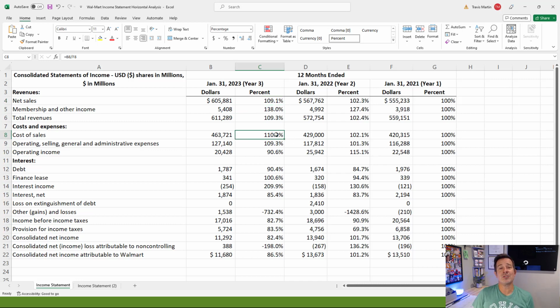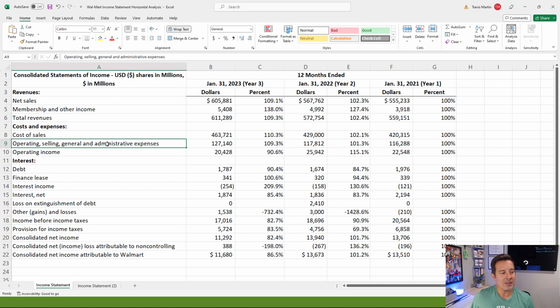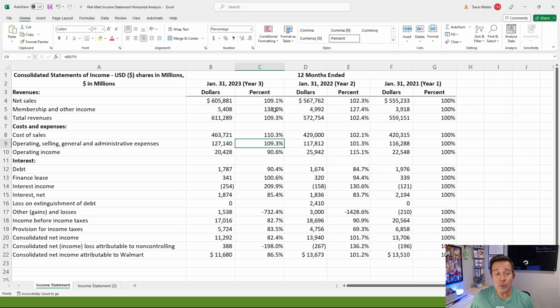So our cost of goods sold is growing at more than 1% quicker than our sales is growing. Our selling, general, administrative expenses are growing a little bit quicker than our net sales as well. So that's our issue right there. We've got these two big expenses that are growing at a rate faster than our sales and revenues are growing. And that's leading to us having a lower net income, 13.5% lower compared to the base year.